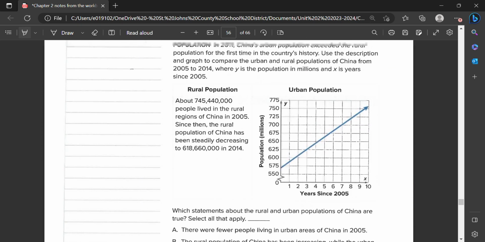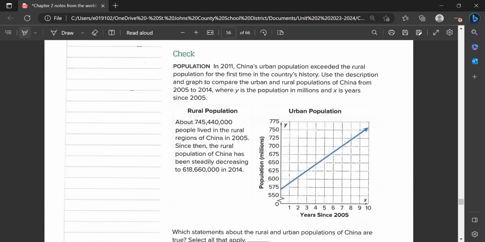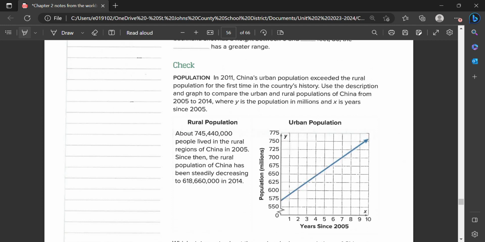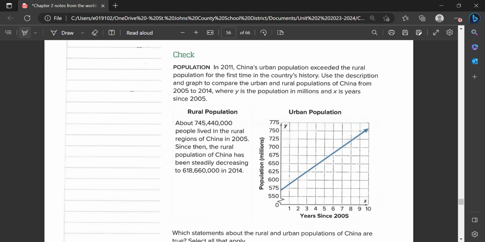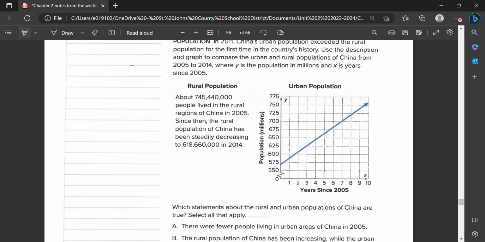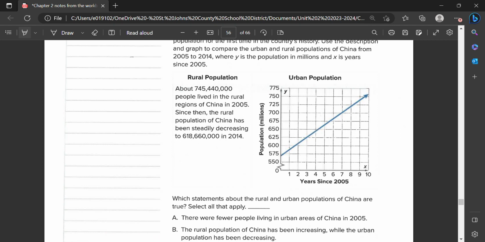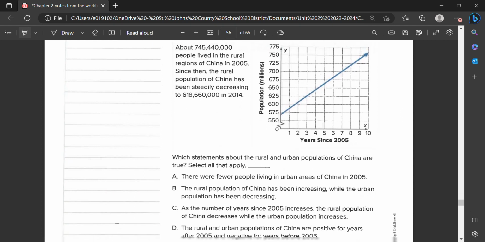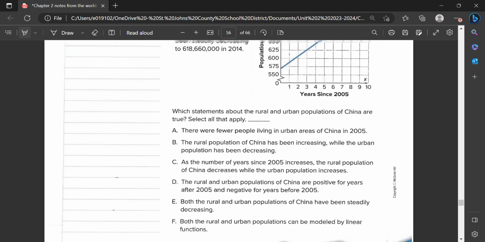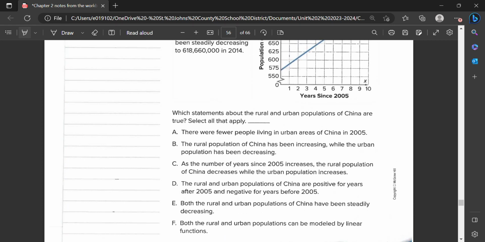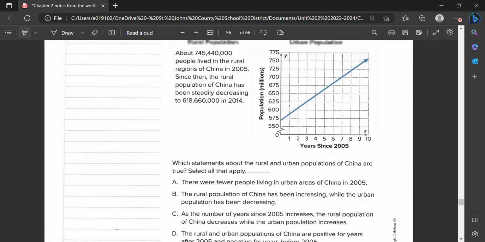Alright, let's try the check. In 2011, China's urban population exceeded the rural population for the first time in the country's history. Use the description of the graph to compare the urban and rural population of China from 2005 to 2014, where y is population in millions and x is years since 2005. Which statements about the rural and urban populations of China are true? Select all that apply.